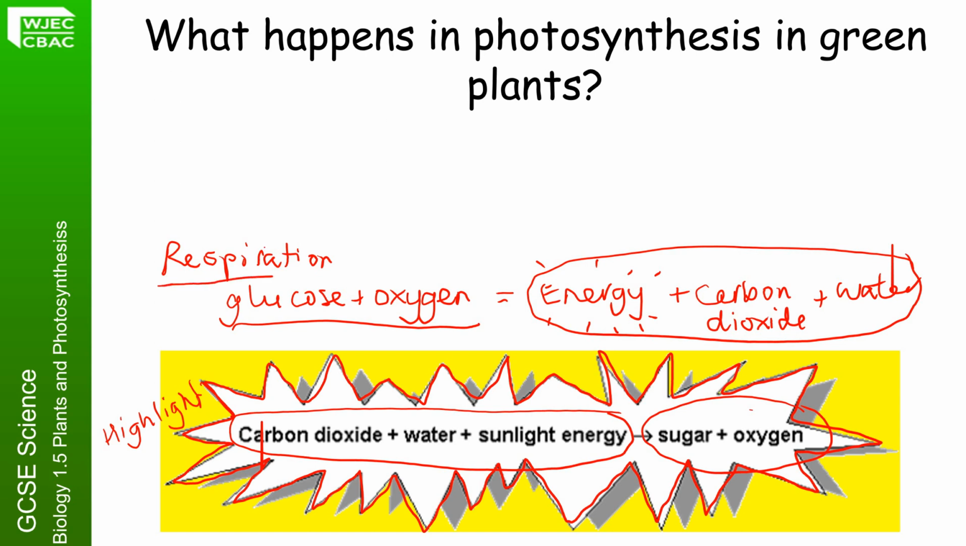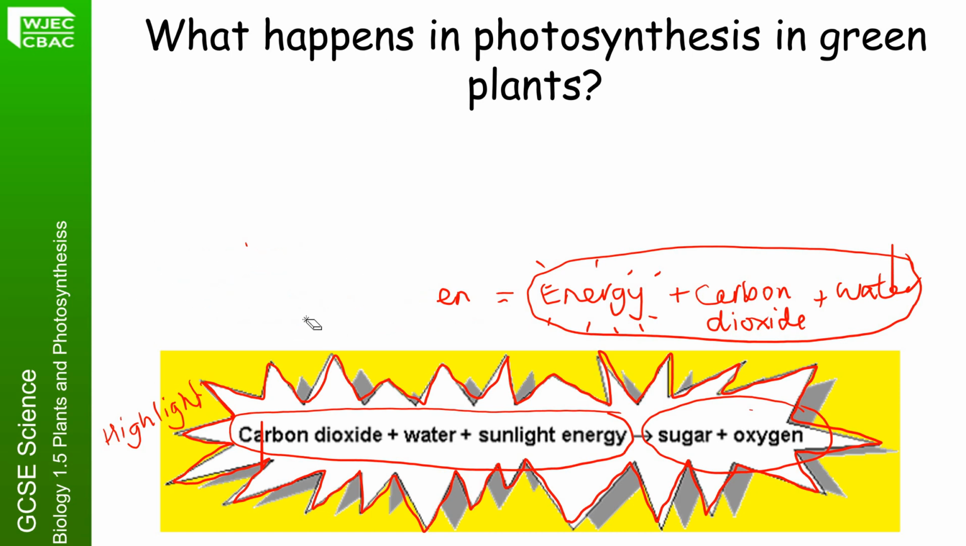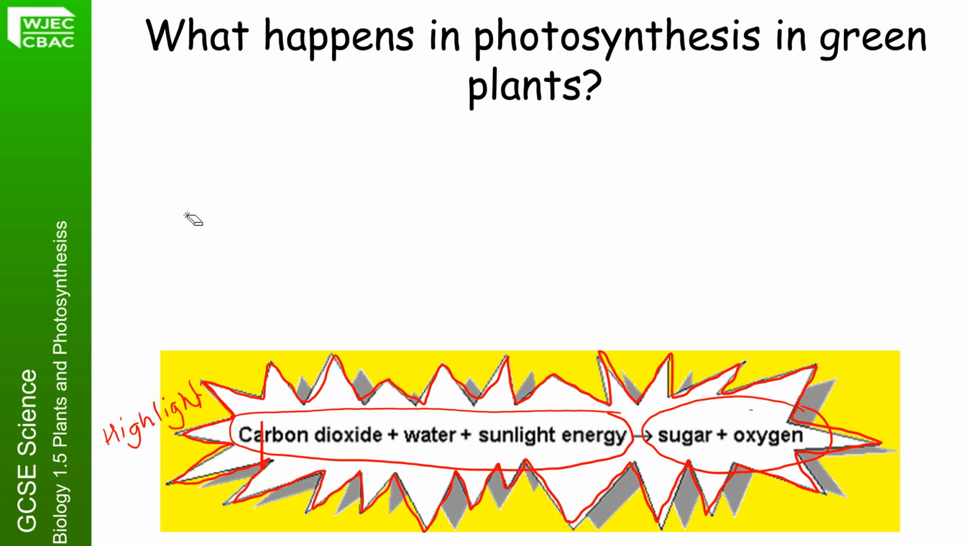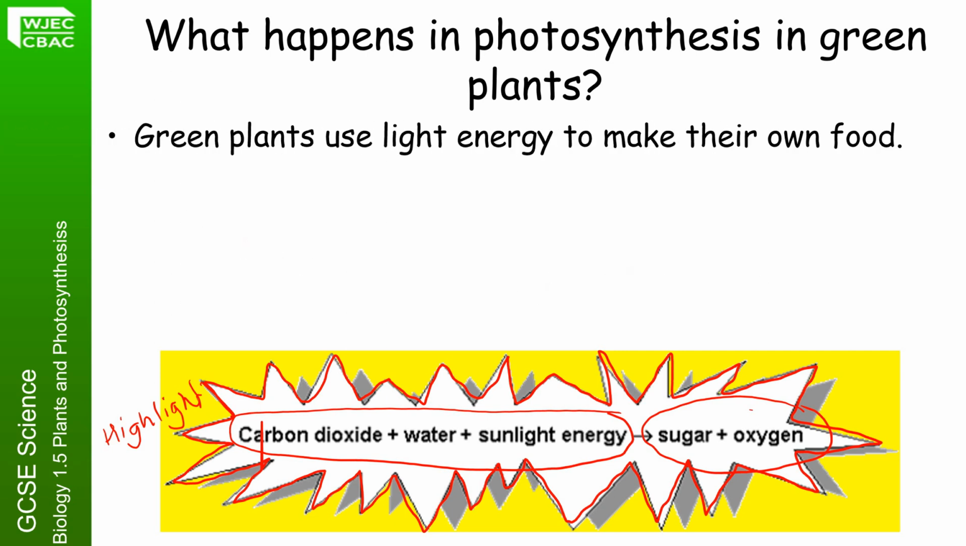So if you can remember one equation, either respiration or photosynthesis, you will remember the other one, okay? So at the top of page 4, it says green plants use light energy to make their own food. So this is really important. And they trap that light energy using a special substance that is found inside only plant cells.